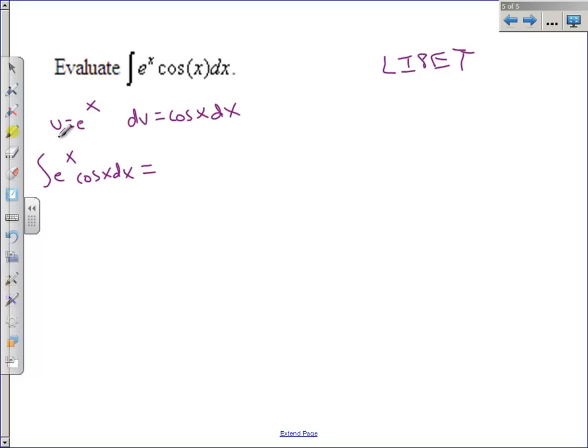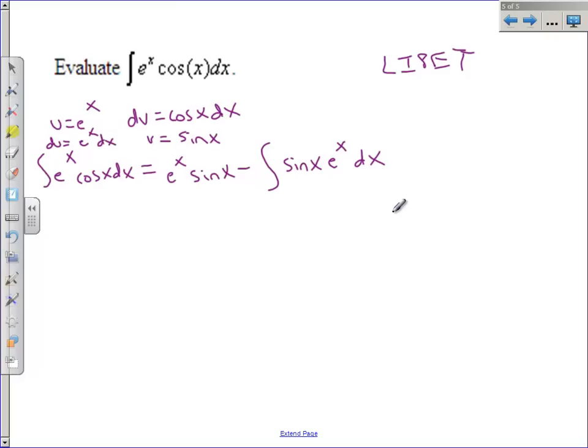All right, so what do I need here? I need my du, which is e to the x dx. And what's my v? What's the integral of cosine? Well, that's sine. Okay, so my integral is uv, e to the x sine x, minus the integral of v du, sine x e to the x dx. Okay, then with the previous examples, once I got to this part right here, I could integrate this side. But look what I have. I have an integral that's just like that one. So I'm going to have to use integration by parts again with this.